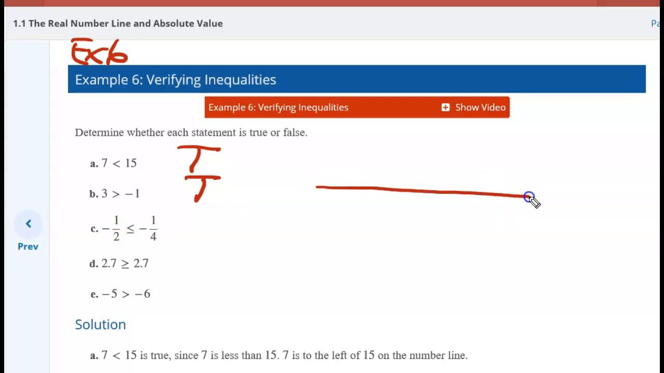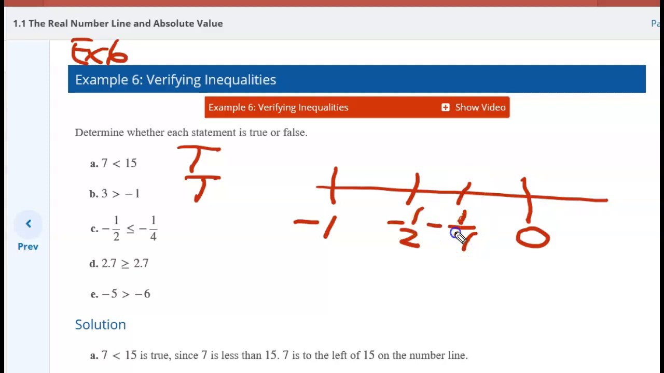Well, for things like this, if you're not sure, sometimes the number line helps. There's 0. There's a negative 1. Now, a negative 1/2 would be sort of in the middle. I didn't do that very well. But a negative 1/4 is about there. So is negative 1/4 to the right of a negative 1/2? And the answer is yes. So anything to the left is going to be less. So this is true also.